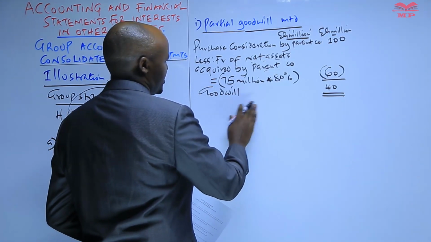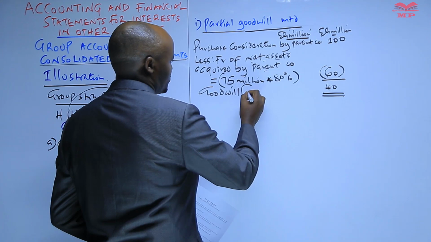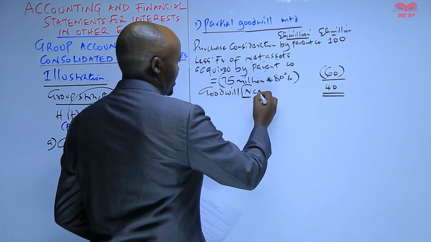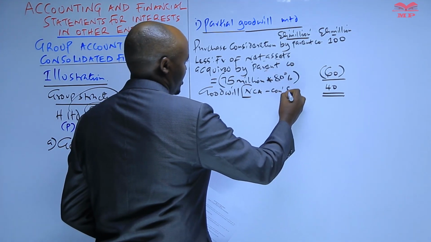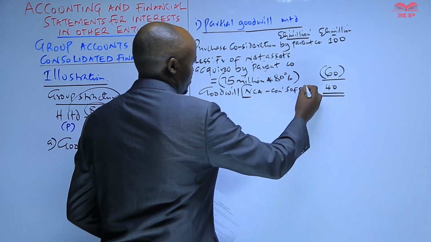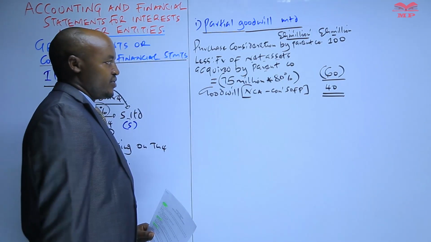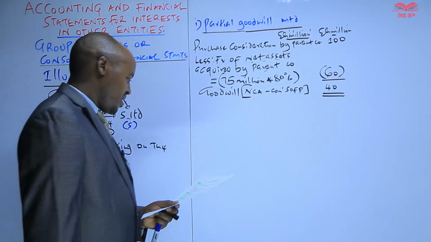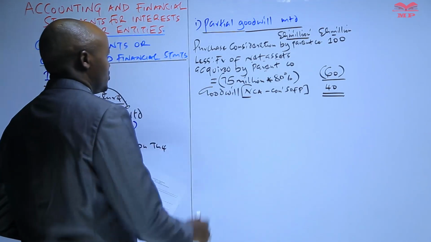So remember, this particular goodwill is recognized as a non-current asset in the consolidated statement of financial position. So that's how we determine the goodwill using the partial goodwill method.